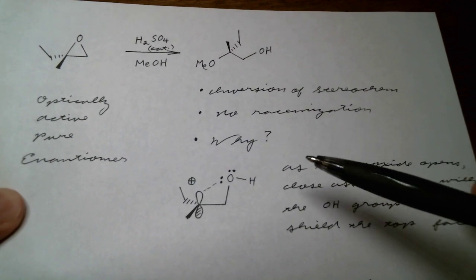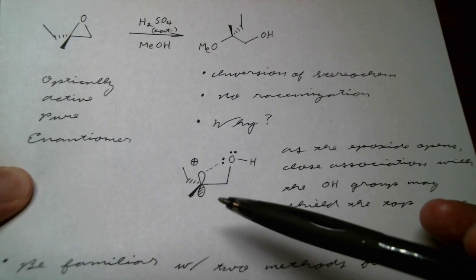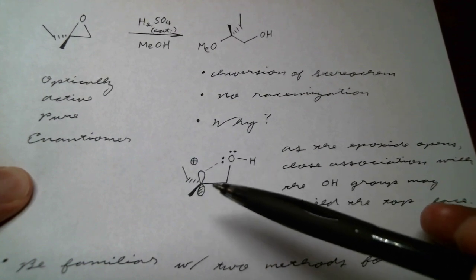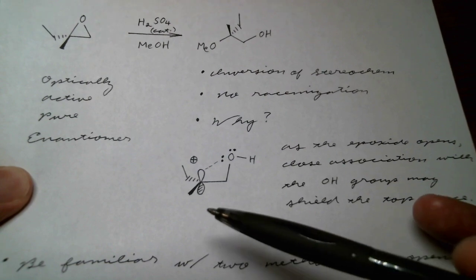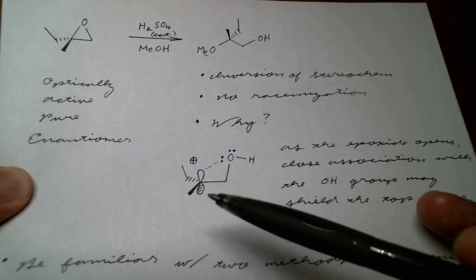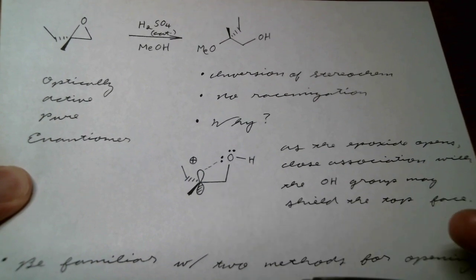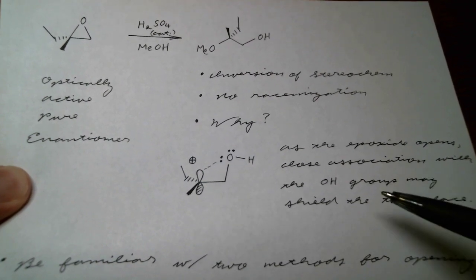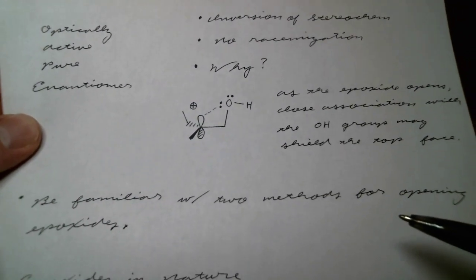There's no racemization, so we ask why, and our answer is that once our epoxide opens, that top face is shielded by our hydroxyl group, and then the methanol has no choice but to add to the bottom lobe of our empty p orbital on our carbocation. So as the epoxide opens, close association with that hydroxyl group may shield the top face.